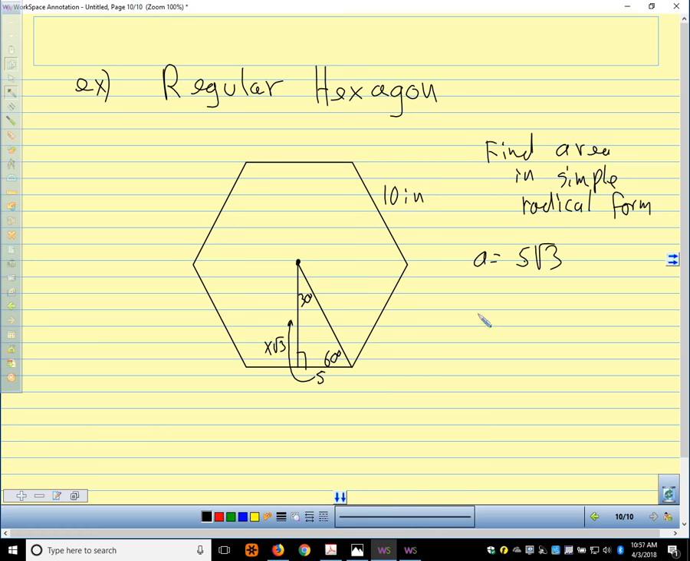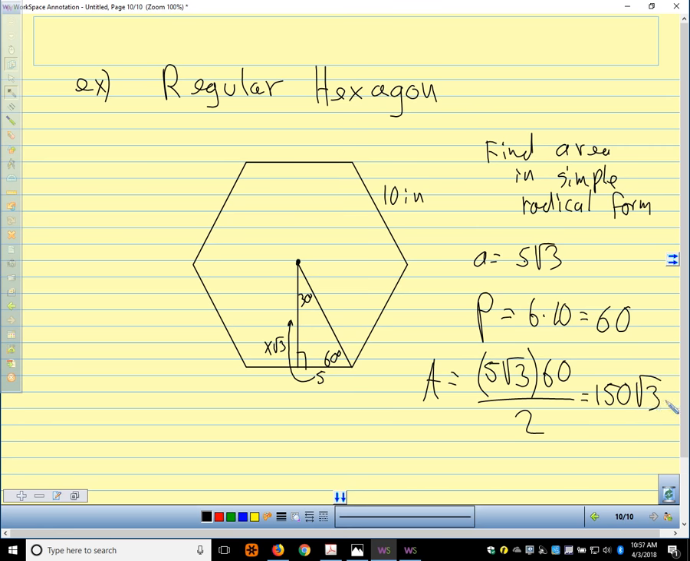The perimeter is 6 times 10. We get 60. So our area is the apothem, 5 square root 3, times 60 divided by 2. 60 divided by 2 is 30. And we can multiply outside the square root. 30 times 5 is 150. Square root 3 square inches for my area. All right, questions? Okay.